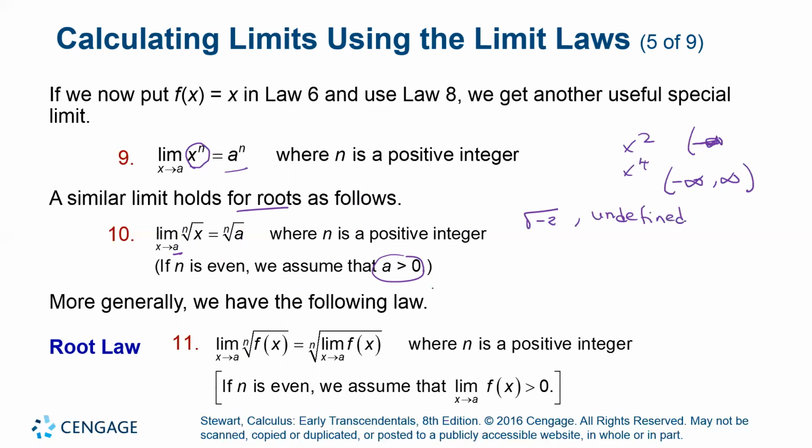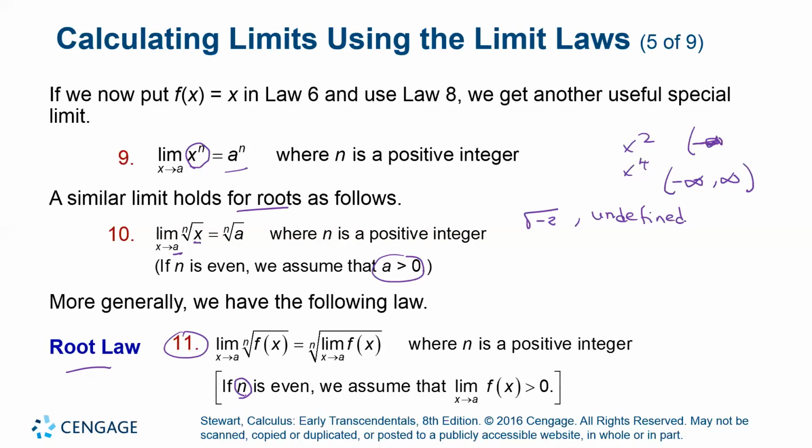It's undefined. So therefore, we want to restrict that the a must approach what? Something positive, so that what is under the radical sign will be positive. Okay, so in case you don't have just a simple linear function, you have any other function, that law also works. We call it the root law. That's number 11. And you just have to find the limit of the function and take the nth root of that.